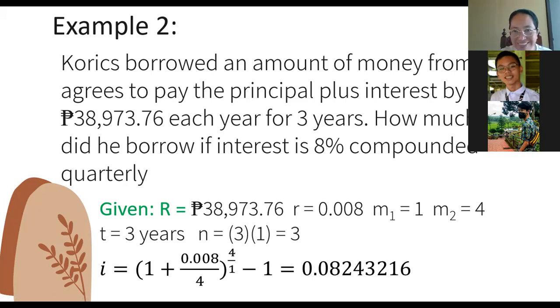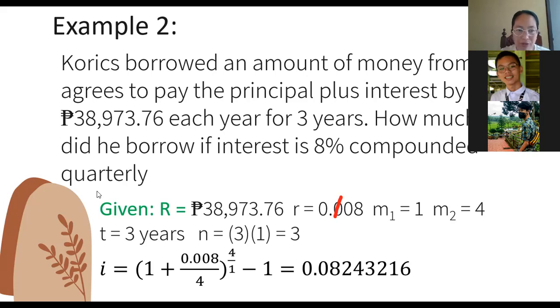It should be ha. Niloloko ko ng anak. More daw. 0.08. And then the M1 natin is 1. Bakit? Kasi each year. And then M2 natin will be 4 years. Anak, where's my phone? Bebe, pakuha mo na, anak.